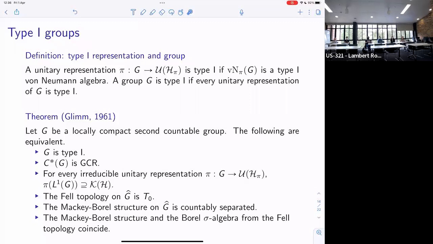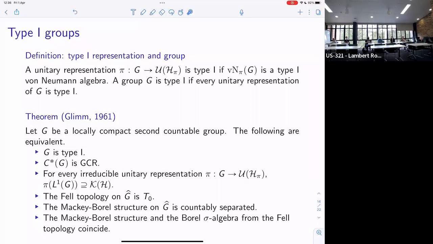So for instance, the group being type 1 is equivalent to the group C* algebra of the group being GCR. It's equivalent to the image of L^1(G) under every irreducible unitary representation containing the compacts. It's also equivalent to a lot of other properties about the Mackey Borel structure and Fell topology on our unitary dual. And in the case when G is not type 1, and these properties about the unitary dual don't hold, it ends up being quite hard and sometimes infeasible to try and describe the unitary dual of the group G.